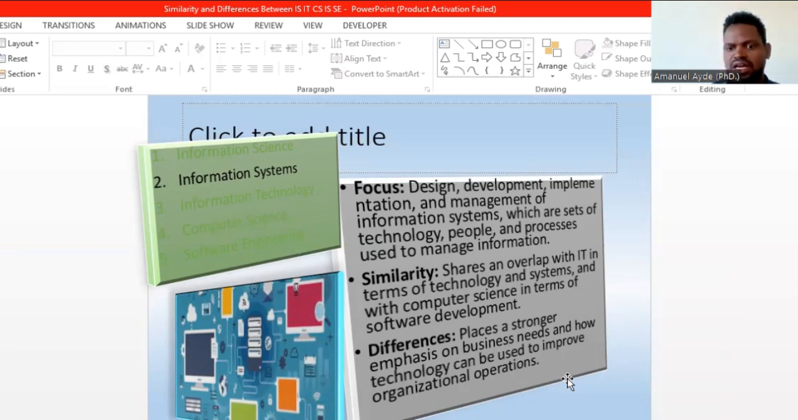Transaction process systems are there. So the intention is supporting the business need: how technology can be used to improve organizational operation or business operations. That's the intention behind the information system.